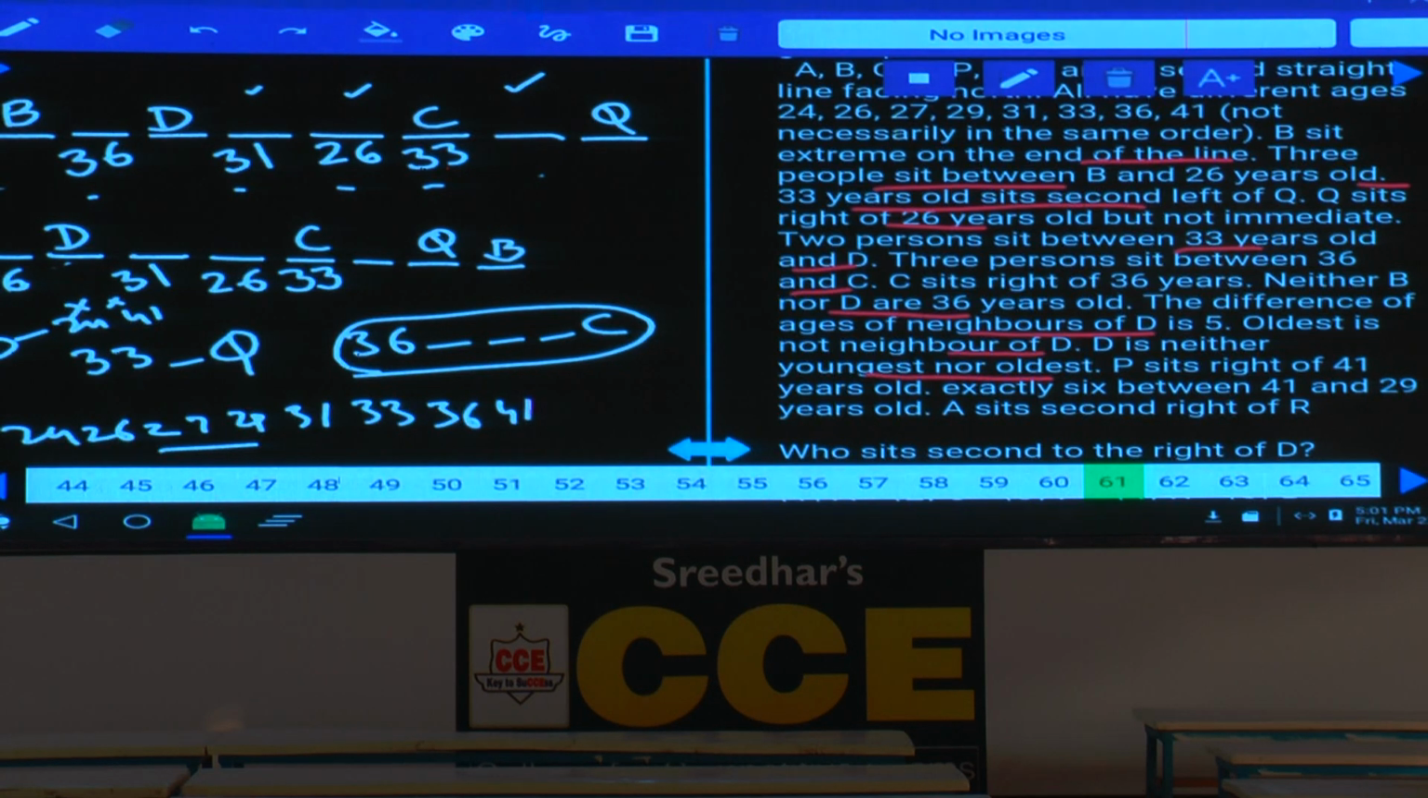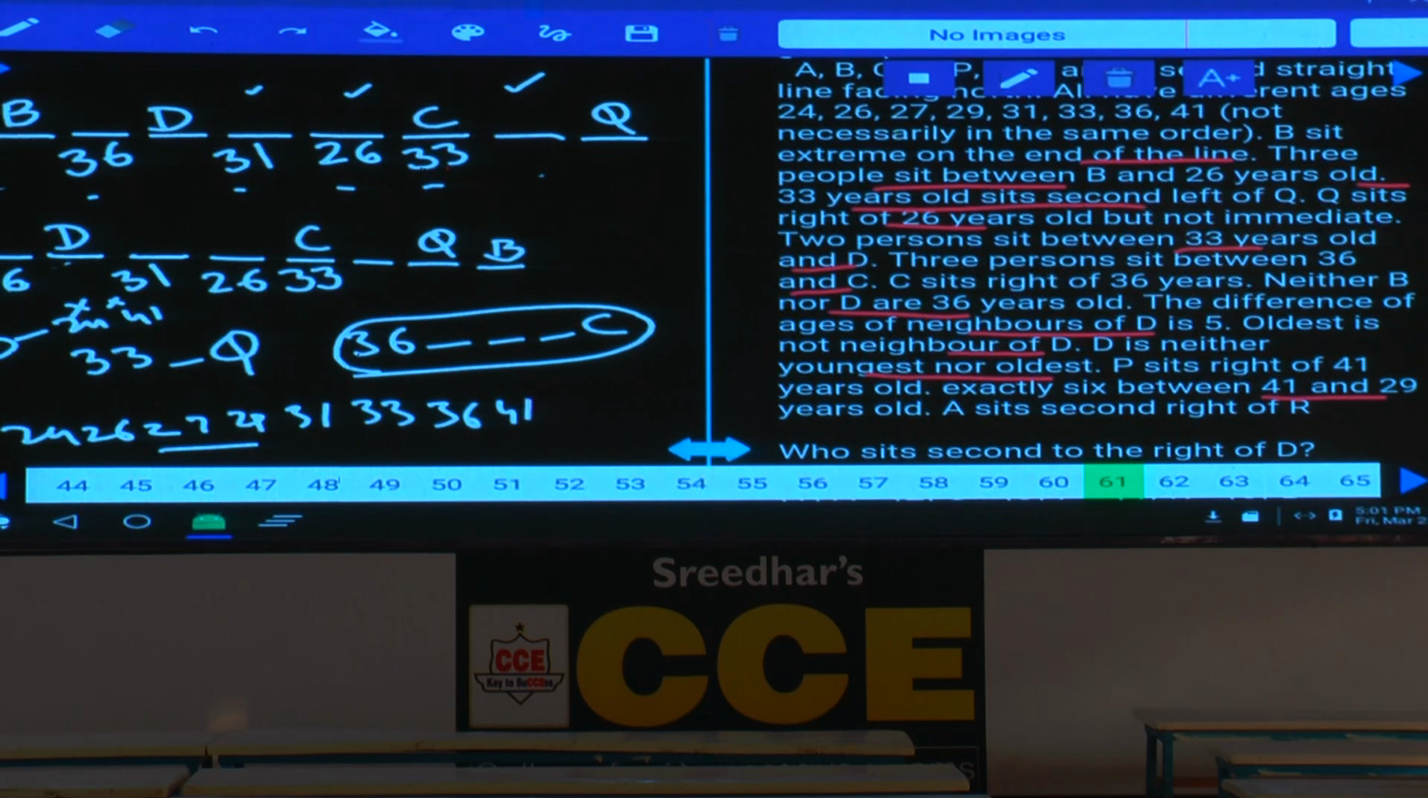And exactly 6 persons between 41 and 29-year-old. Between 41 and 29-year-old, how many persons are there? There must be exactly 6 persons. More than 6 is not possible, isn't it? Because you have only 8 persons, more than 6 is not possible at all. Because these 2 persons must be considered, and the remaining will be only 6 persons. Hence more than 6 is completely not possible, hence exactly 6.